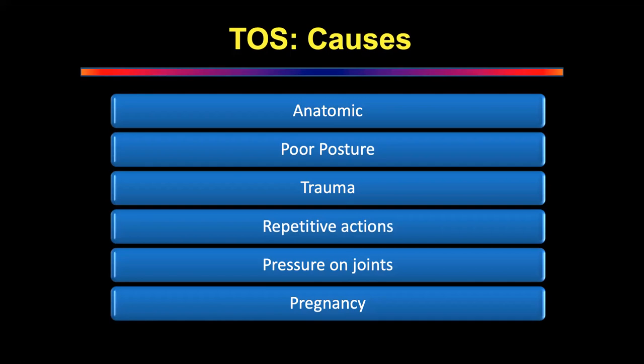Sometimes in pregnancy, they have said that there is a subluxation of the joints, and that may predispose the bones to settle down and push onto the thoracic outlet. Also, hormonal changes in pregnancy may cause changes in the ligaments.